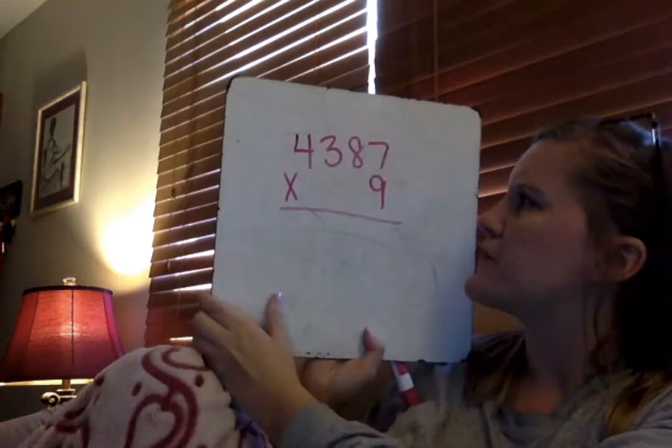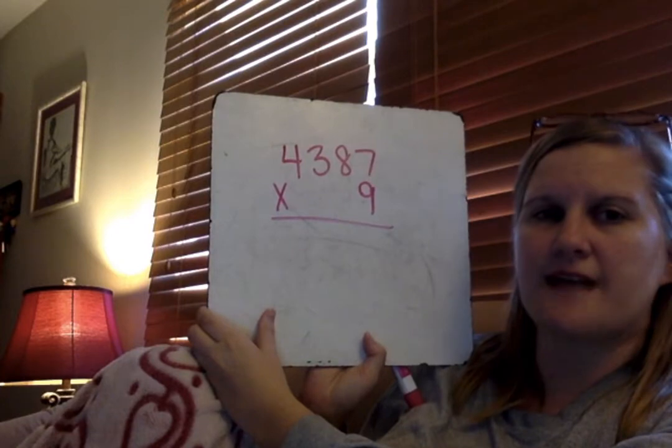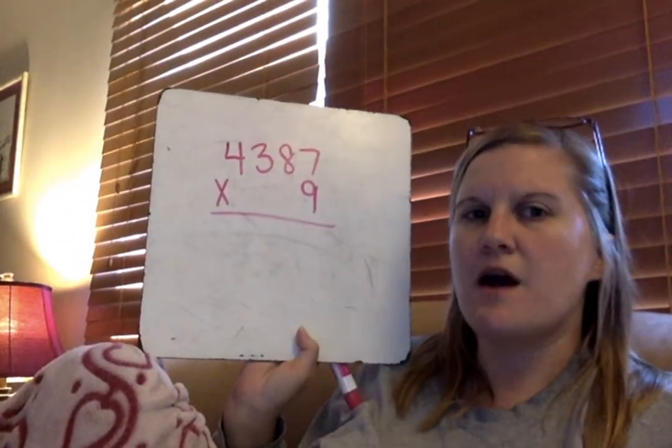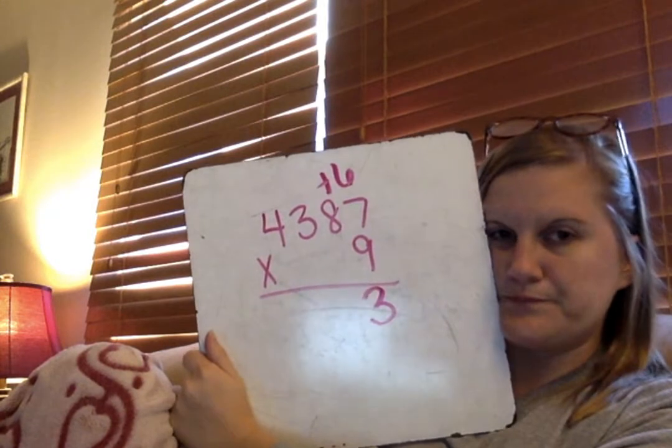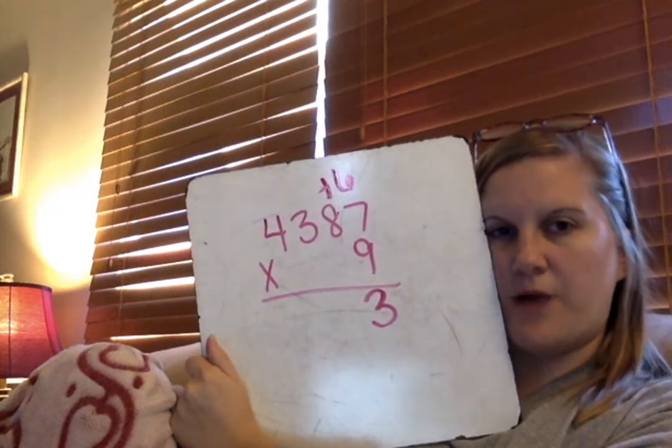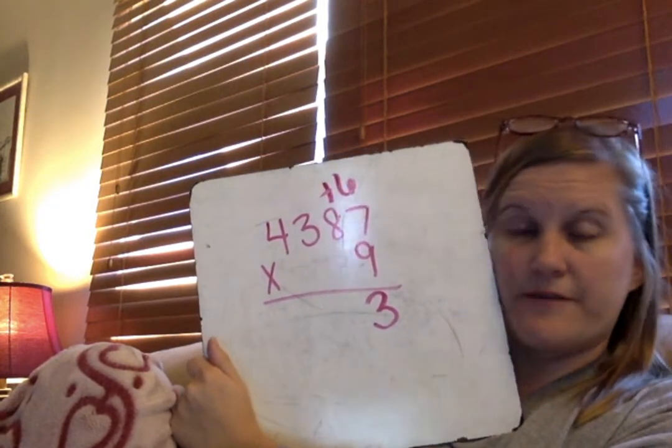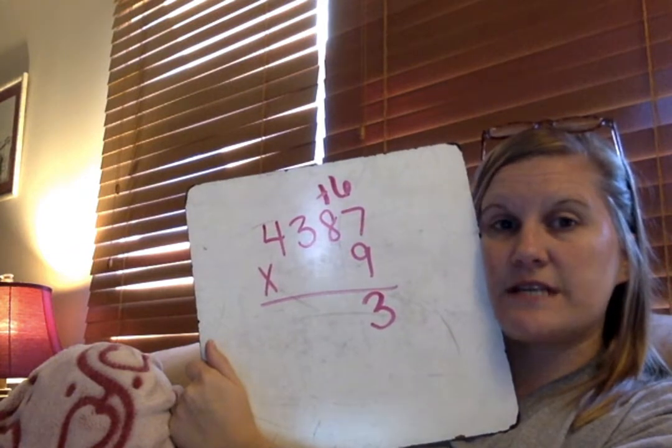All right, so looking at the ones place, I have 9 times 7 for a product of 63. My 3 will go in the ones, and I'm going to add the 6 above the tens. 8 times 9 is a product of 72. 72 plus 6 equals 78.